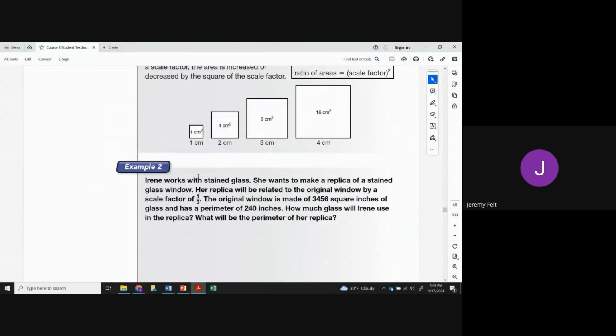Okay, for this one, Irene works with stained glass. She wants to make a replica of a stained glass window. Her replica will be related to the original window by a scale factor of 1/3. So it's going to be going down.